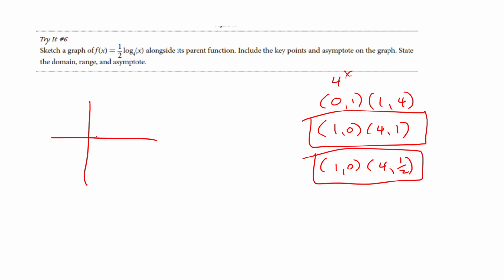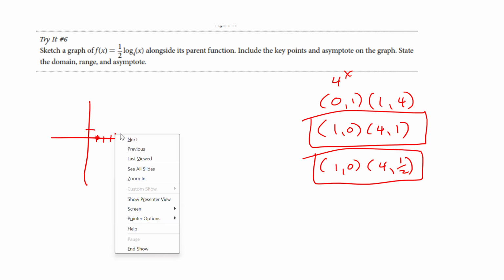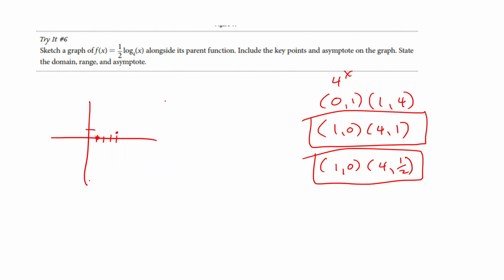So my new graph here, now it's at a half, so we've compressed it. Connect it, and that'll do it. Okay, the domain, well, we didn't do anything. X has still got to be greater than 0. The range, still negative infinity to infinity, it always is. And that vertical asymptote, we didn't do anything to change it, so it's still at 0.